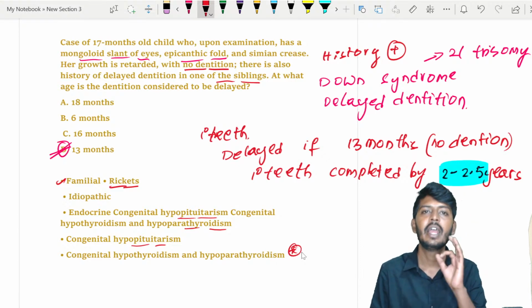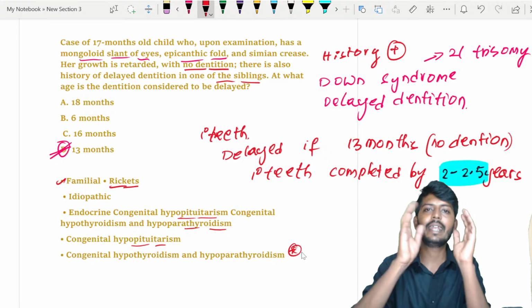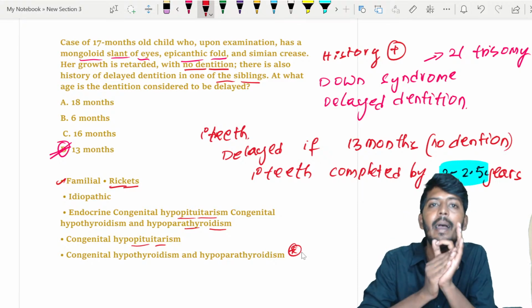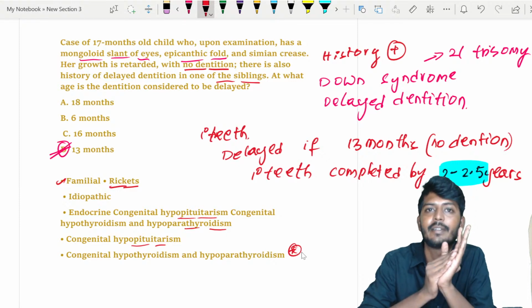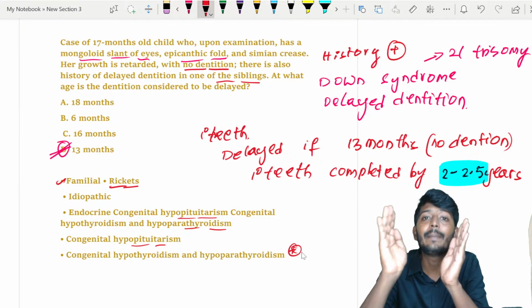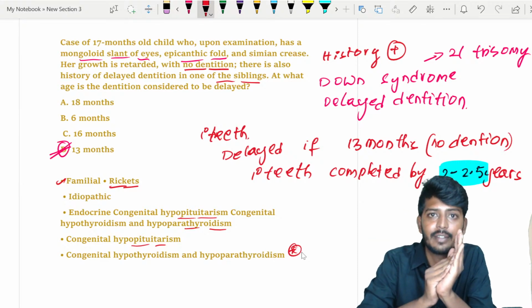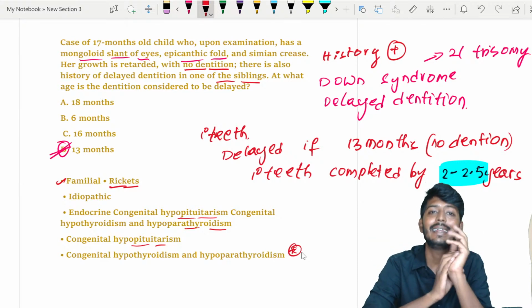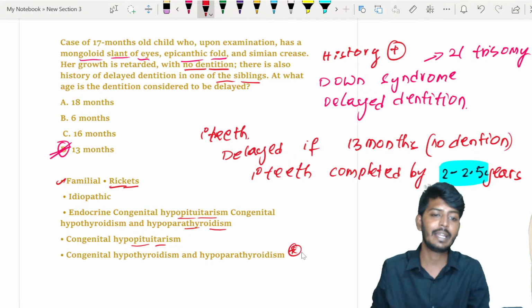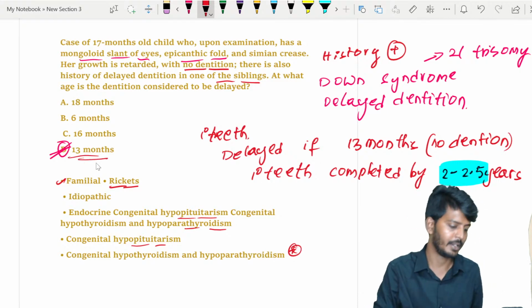Quick review of delayed dentition, just listen to me. When do you call it delayed dentition? If dentition did not occur by 13 months. Up till when will it be completed? It will be completed by the age of 2 to 2.5 years. What are the causes? Familial, rickets, endocrine causes, congenital hypopituitarism. So these are the causes for delayed dentition. So the answer is 13 months.